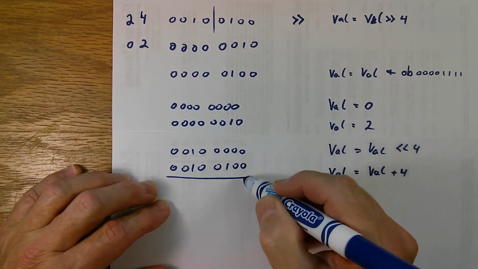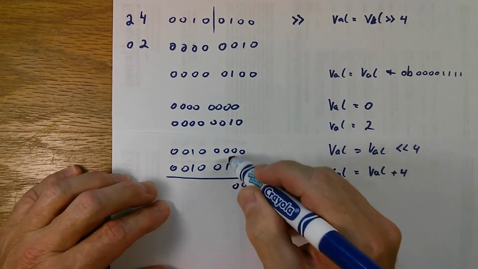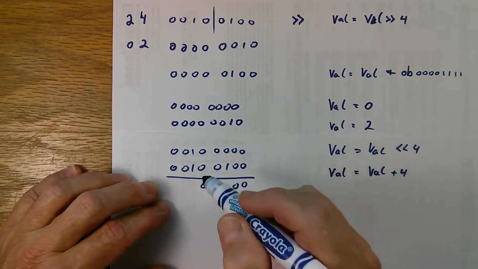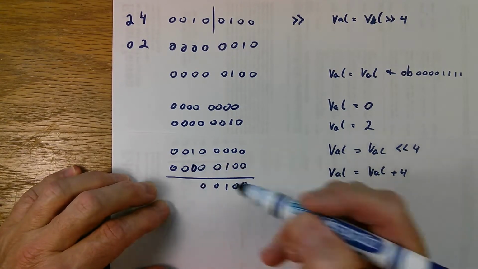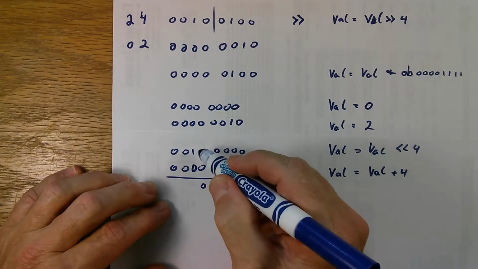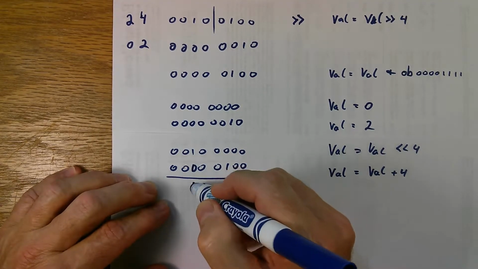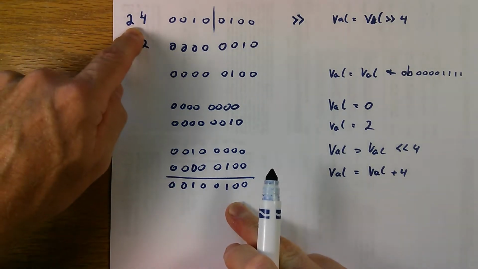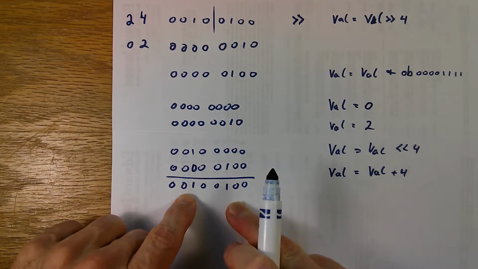And we add them up. 0 plus 0 is 0. 0 plus 0 is 0. 0 plus 1 is 1. 0, 0. Oops, that's supposed to be a 0, not a 1. 0 plus 0 is 0. 1 plus 0 is 1. 0 and 0. So we've now got our original binary coded decimal of 2, 4.